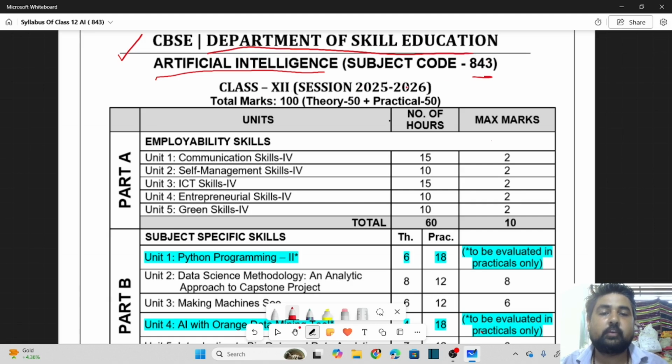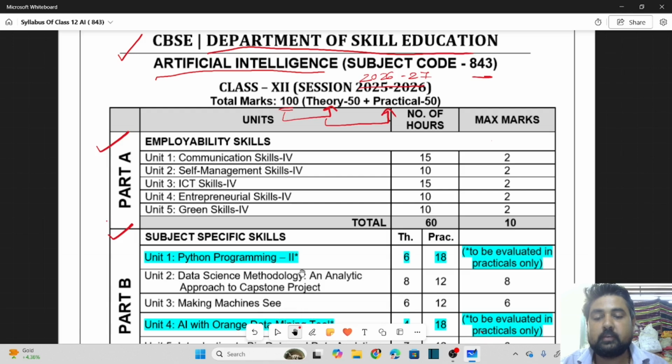CBSE has written here 25-26. You just remove 25-26 and write 26-27. Okay, total marks is 100. Out of that, 50 marks contain theory and the remaining 50 marks contain practicals. You are familiar that the artificial intelligence syllabus is classified into three categories: part A, part B, and part C.